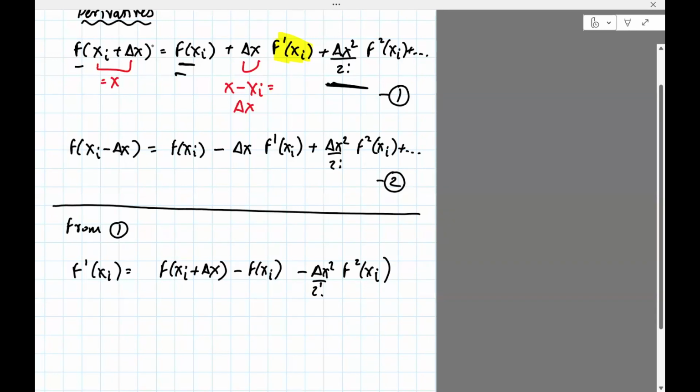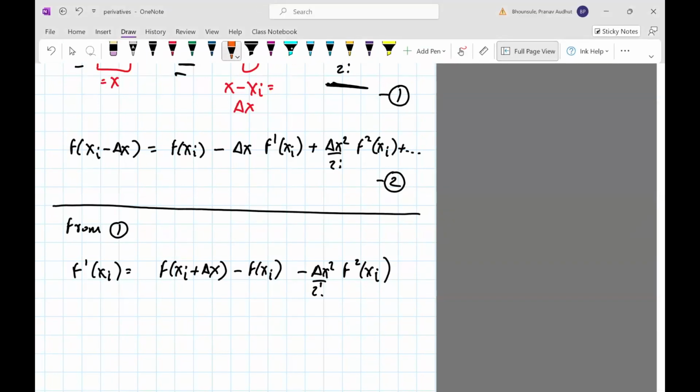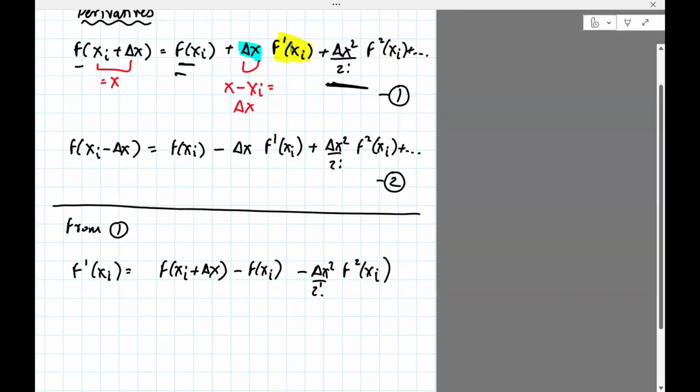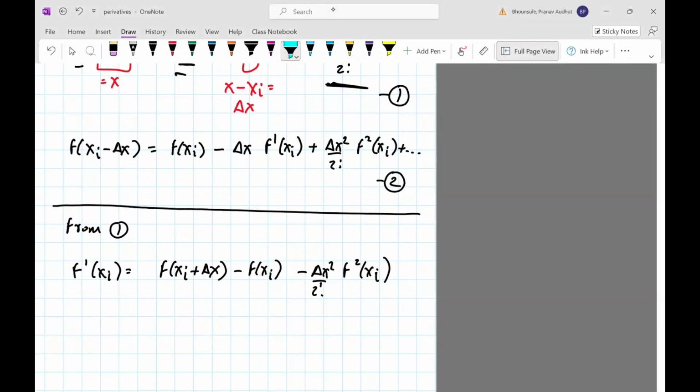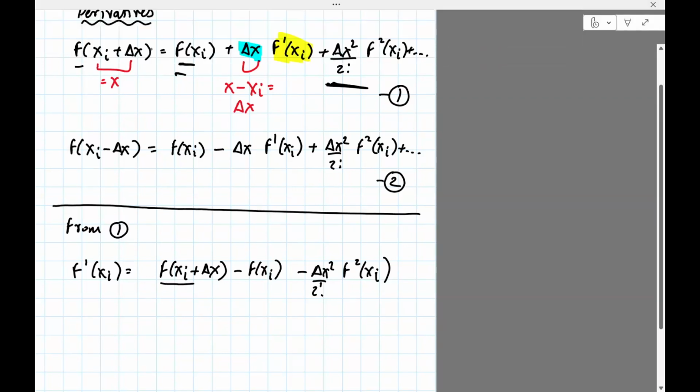Now, I also have this delta x, which I don't want. I want to eliminate it. So I divide the whole thing by delta x. And when I do that, I end up with delta x. And then this delta x squared here cancels with the delta x down below. So we get delta x.